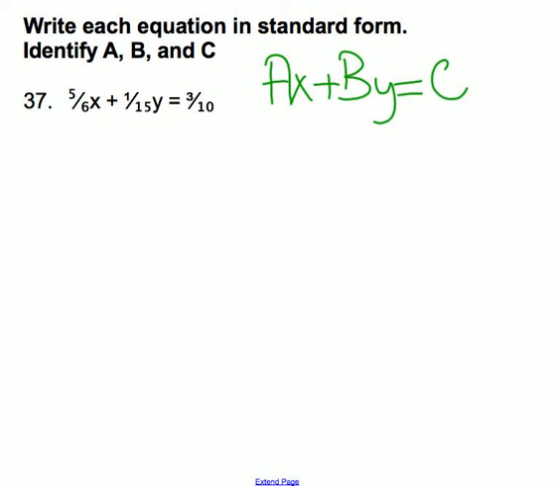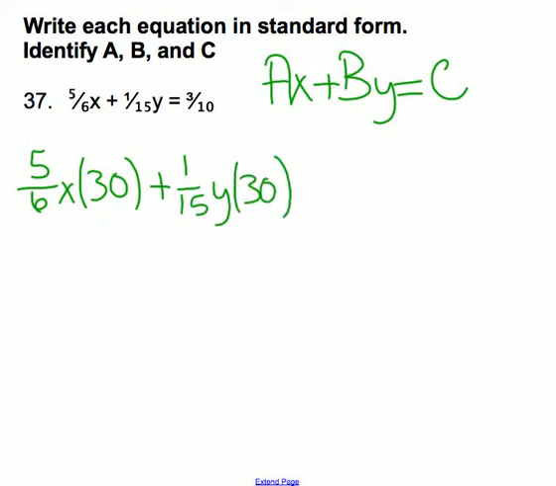We need to eliminate those fractions by multiplying by a common denominator. 6, 15, and 10 all can go into 30, so that's our common denominator. I'm going to take my 5/6x, multiply it by 30. I'm going to take the 1/15th y, multiply that by 30, and then I'm going to take the 3/10 and multiply that by 30. When I go in and multiply, my 5/6x times 30 now becomes a 25x.